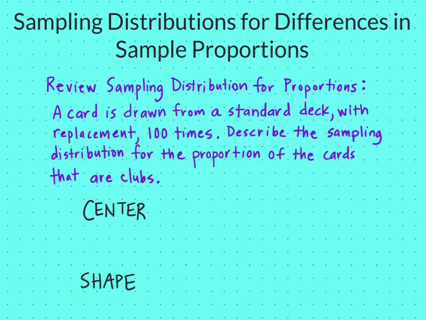All right, we're going to learn about our second official type of sampling distribution, and it's a distribution for the differences in two proportions. But before we do that, let's just review the sampling distribution we talked about last time. This is the sampling distribution for proportions.